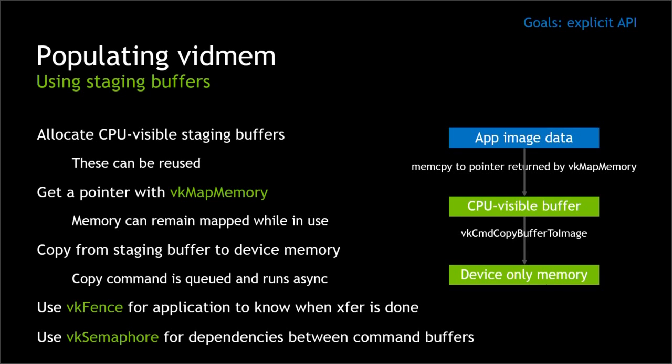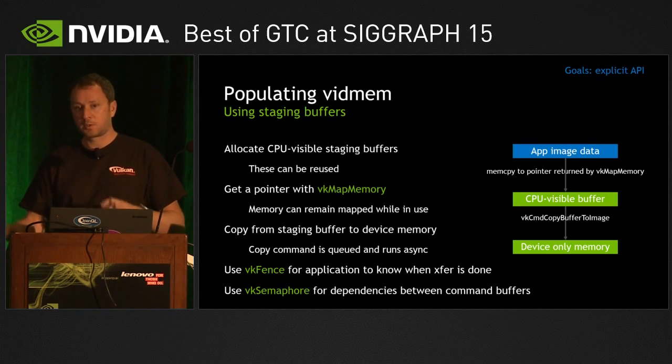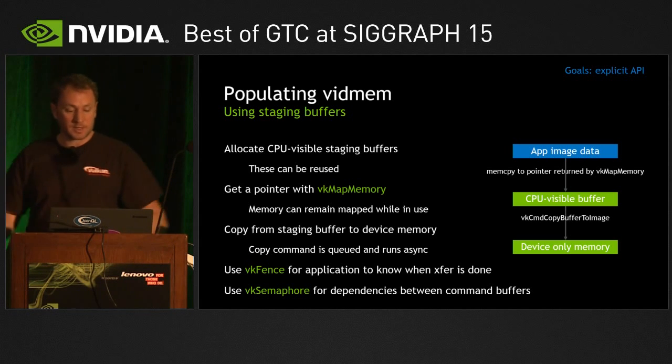And now it's asynchronous. That transfer will end at some point in the future, but the application doesn't know exactly when, unless they use a fence. The fence tells the application, OK, this copy is done. Now you can reuse that staging buffer for something else. Or, for more advanced uses, you can use semaphores, which you can use to synchronize between command buffers in flight automatically.